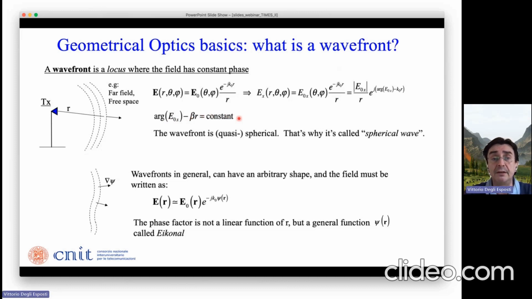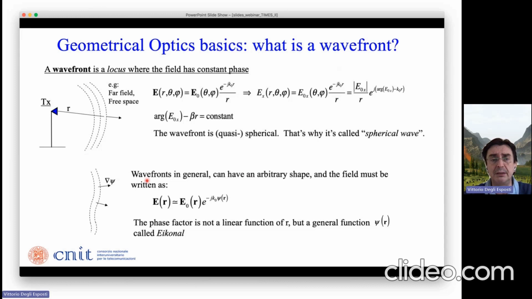If we are in the far field, r is large, and if the argument of E0x is limited and can be neglected with respect to beta r, then we get, of course, the equation of a spherical surface. So we say the wavefront in this case is quasi-spherical. That's why we call this a spherical wave field. But in general, wavefronts can have an arbitrary shape, especially in presence of metasurfaces.